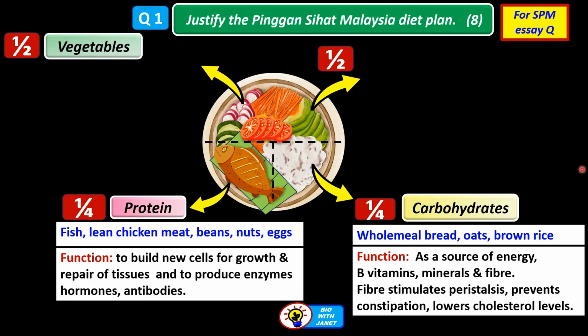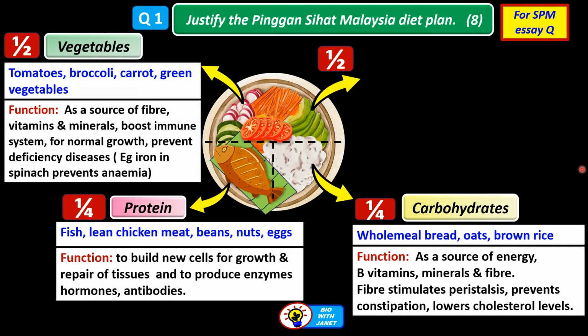Thirdly, why half vegetables and fruits? Start with the vegetables. Vegetables that can be eaten are tomatoes, broccoli, carrot, and the green vegetables like spinach and mustard and so forth. Their function is as a source of fiber, vitamins and minerals. Vegetables contain all this and they boost the immune system, help the person fight infection, and for children it's very important for normal growth and development, and it helps to prevent deficiency diseases like scurvy.